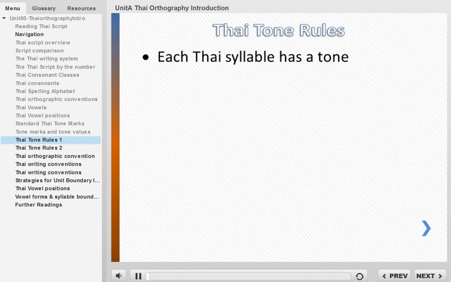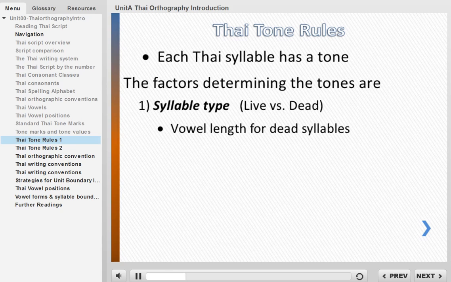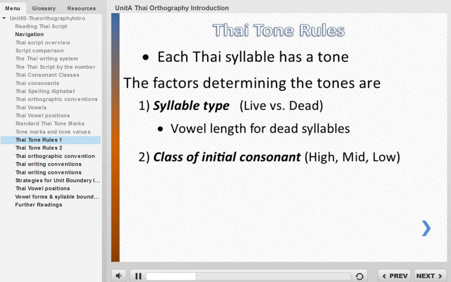To sum up, regular Thai tone rules are: each Thai syllable has a tone. The factors determining the tones are: 1. The syllable type, live or dead syllable. For dead syllables, the length of the vowel, short or long vowel, is also a factor. 2. The class of initial consonant, high, mid, or low class.